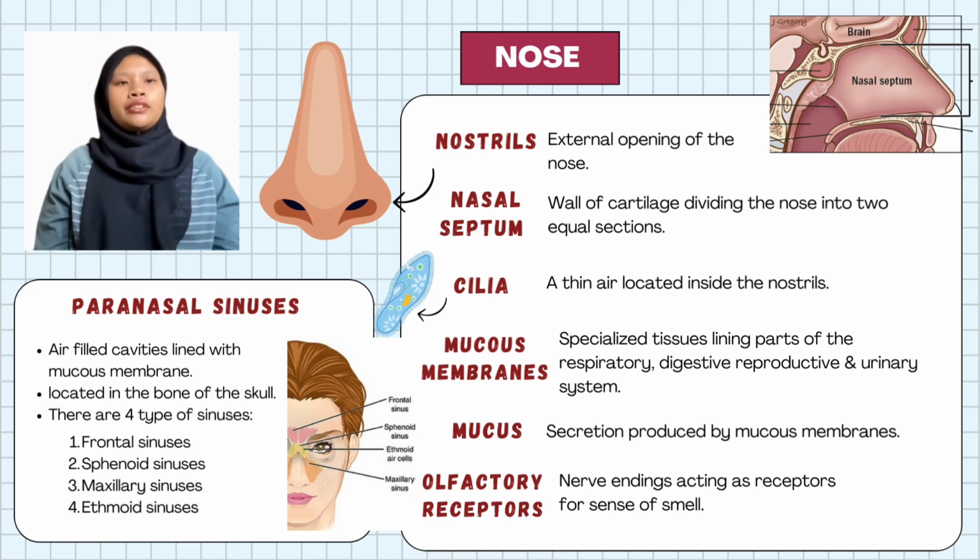Next is olfactory receptor. These receptors are the nerve ending that act as receptor for the sense of smell. They are also important for the sense of taste. These receptors are located in the mucous membrane in the upper part of the nasal cavity.